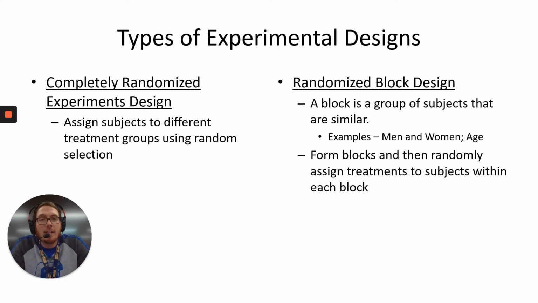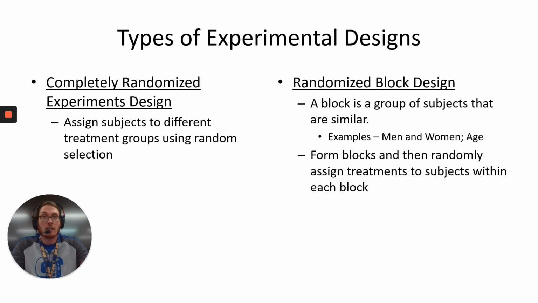Experimental designs. The best design is a completely random experiment. You assign the subjects to different test groups randomly using random selection, maybe a number system and random number generator, whatever it is. That would be a best case scenario. Oftentimes we have to do what's known as a randomized block design. So a block is where certain groups are similar. So the men and women idea with the experiment would be an example.